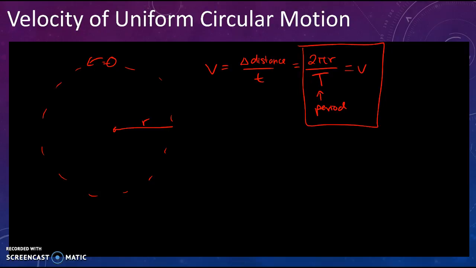So again, we're making some assumptions here. We're assuming it's not changing its speed. We're assuming the radius is being kept constant the entire time. And if that is true, then it's going to have a constant magnitude of acceleration, which always points towards the center of the circle. And we can calculate the velocity if we know the circumference and we know the time it takes for one revolution, the period.